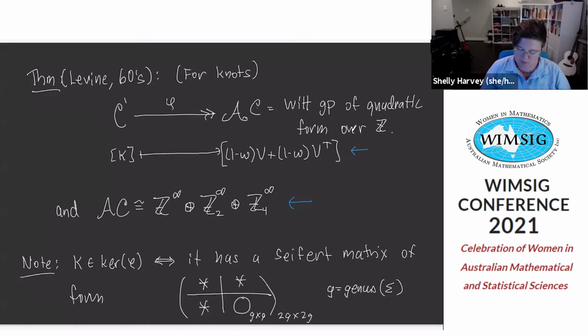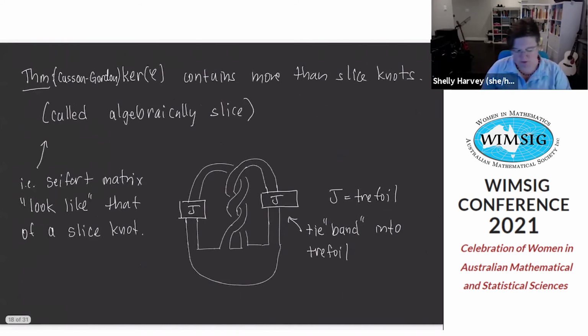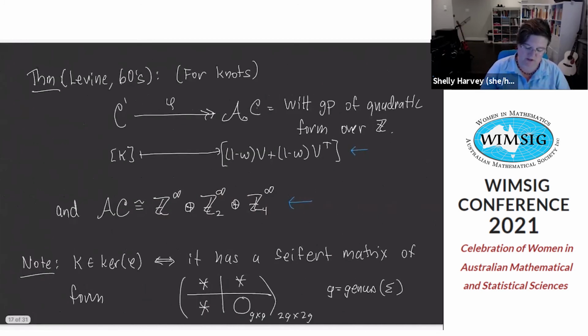I want to point out, for people who are not familiar with quadratic forms, what does it mean to be 0 in that group? Well, it turns out you have some change of basis so that you can get something of this form. So you have a half block of zeros here. That's what it means for the Seifert matrix to be algebraically slice, or for the knot to be algebraically slice. And like I said, Casson and Gordon proved that there are knots that are algebraically slice but not slice. So that means we need a lot more to understand knots than just this map. We're really interested in the whole kernel of it.